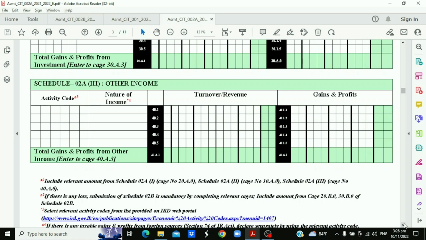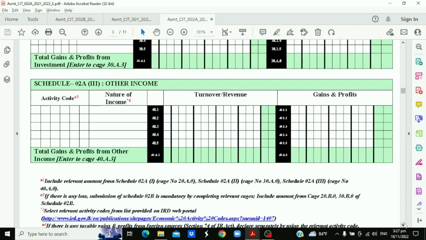Then based on this we can identify the nature of the investment. Then we have to enter the turnover and the profit, right? Turnover and the profit. Once we complete that information, then we can complete the first row of the summary of the assessable income.